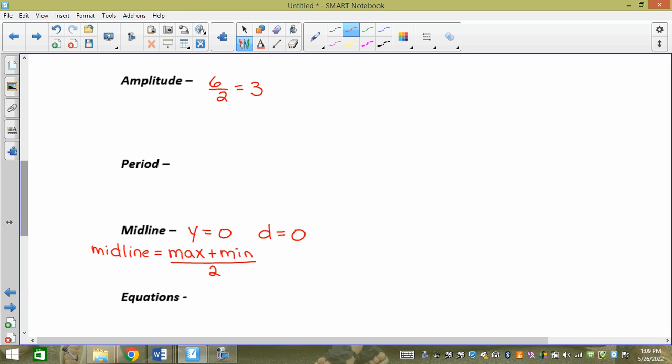Okay, so this one would be max, which is 3, plus min, which is negative 3, divided by 2, which is 0 divided by 2, which is 0. So if you didn't draw your amplitude up and amplitude down where your midline met, your formula would give it to you. Okay? But you'd have to memorize it.